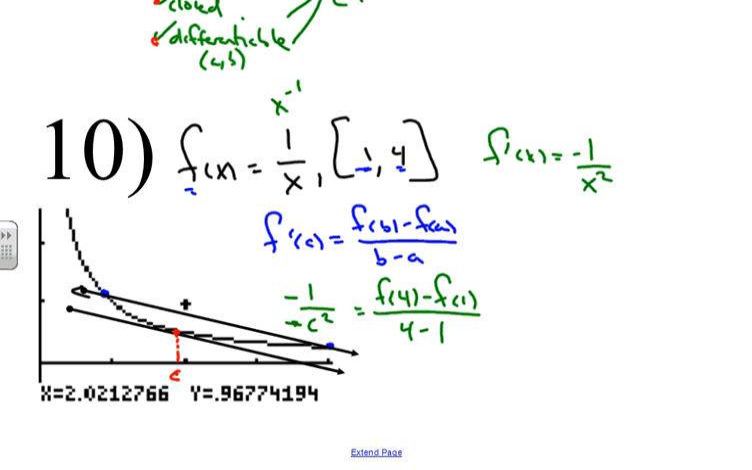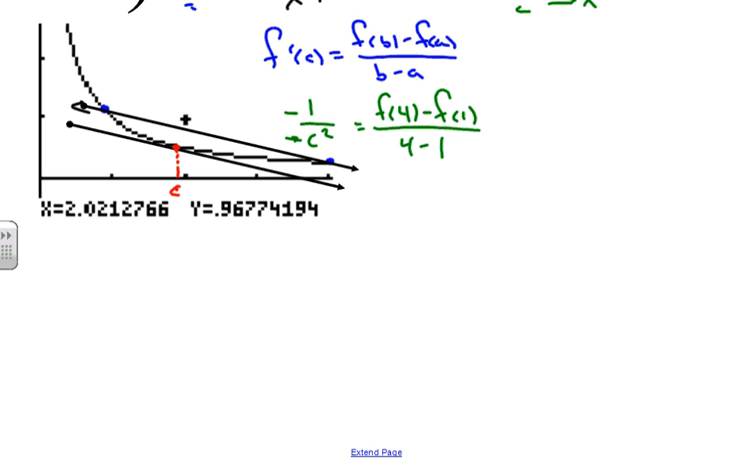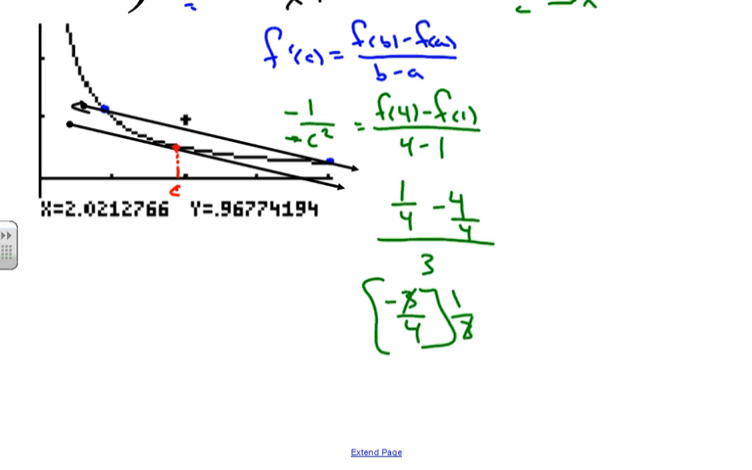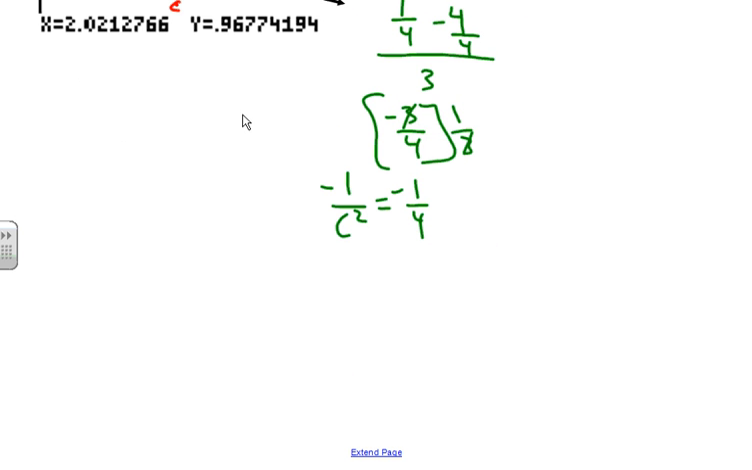That's c. All right, now, from here, let's continue on. I plug in 4, and I'll have 1/4 minus 1 over 3. This right here is going to turn out to be, we got 4 over 4, so that's going to be negative 3/4, I believe, times 1/3. Cancel. And we have negative 1/4, and that's going to equal negative 1 over c squared. Well, now let's solve for c. That's our goal. We want to figure out where this value is going to be.